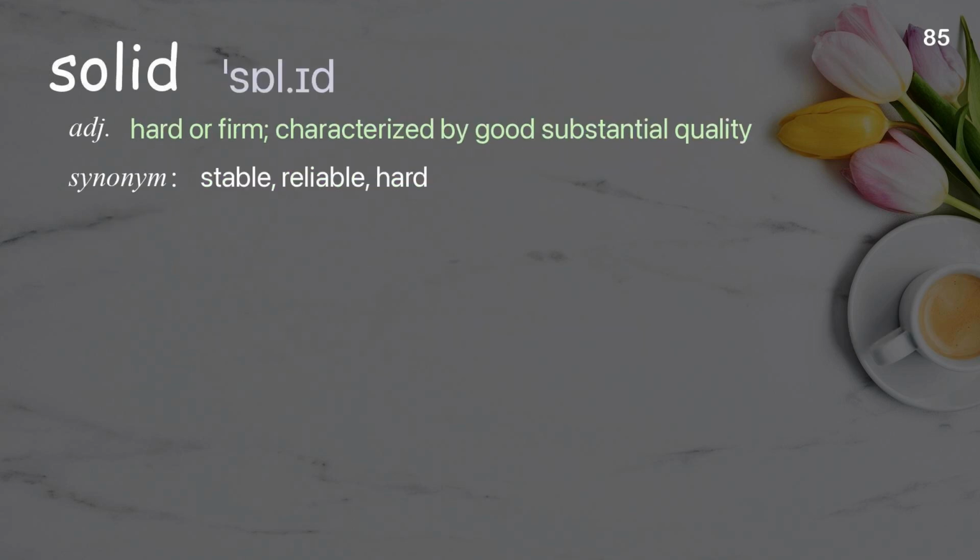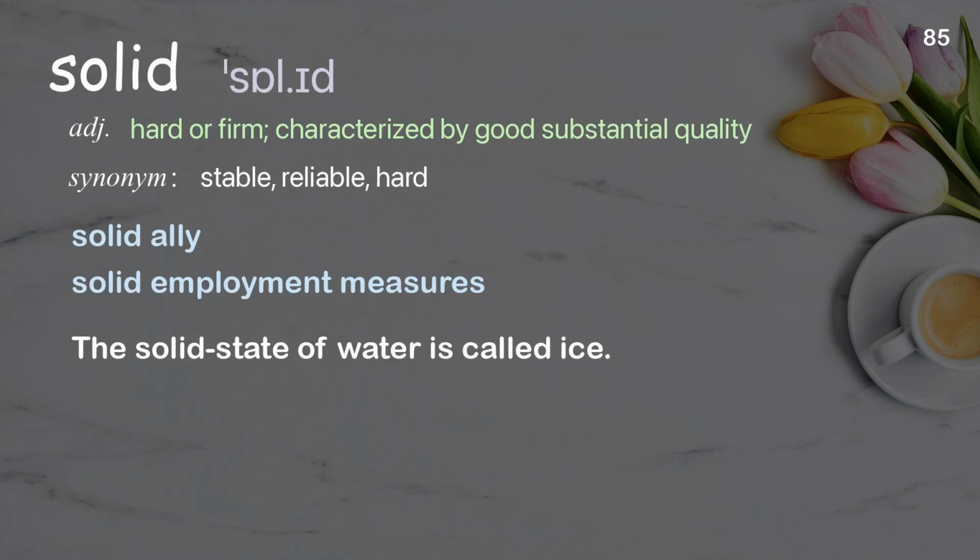Solid: hard or firm, characterized by good substantial quality. Examples: solid ally. Solid employment measures. The solid state of water is called ice.